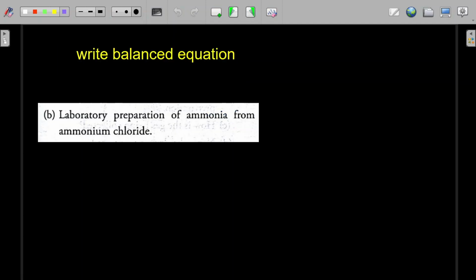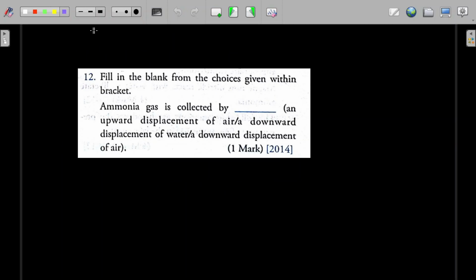Okay, right. Balanced equation, lab preparation of ammonia from ammonium chloride. Since they have mentioned ammonium chloride, you can take that. And always choose the calcium hydroxide. Whatever reaction I have written, the same thing. Okay. Aryan, tell me the answer for this one. Downward displacement of air. Okay. Again, why we don't collect it over water? Because it is highly soluble in water.